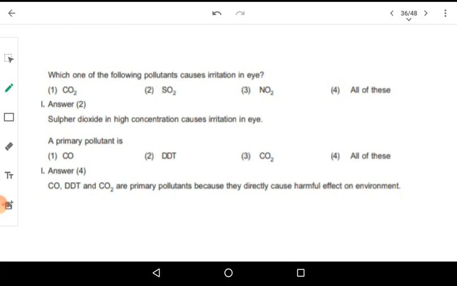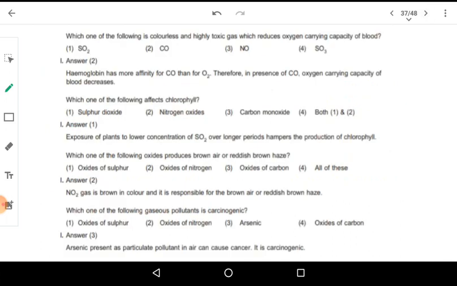Next question, which of the following pollutants causes irritation in the eye? This we have already studied. It is sulfur dioxide. CO is a primary pollutant, DDT is also a primary pollutant, and CO2 is also a primary pollutant. So the answer is option number 4. Let us move on to the next question. Which one of the following is a colorless, highly toxic gas which reduces oxygen carrying capacity? So by seeing this particular part, we can answer that it is carbon monoxide.